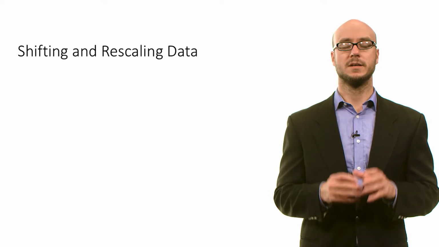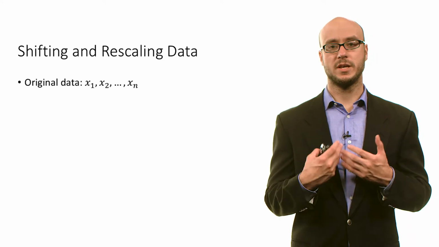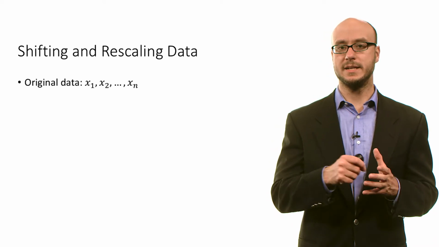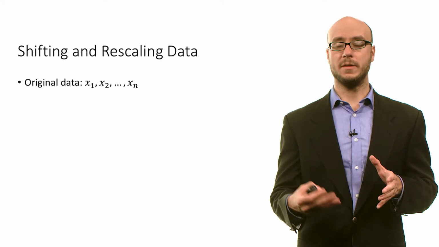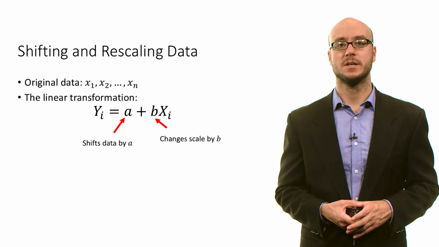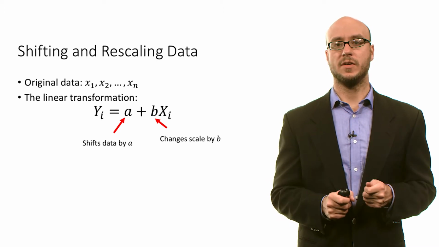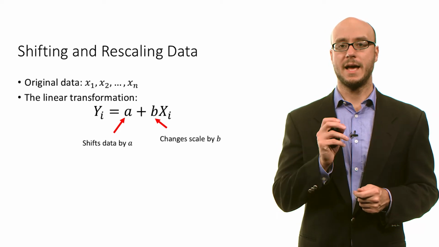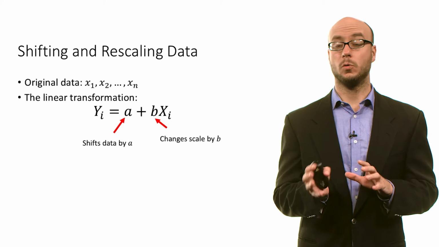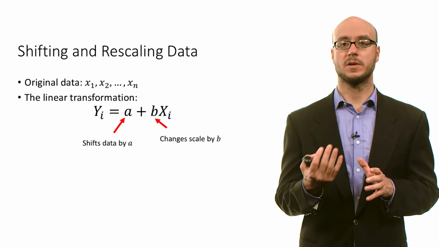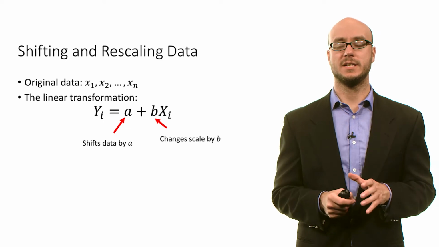So let's look at linear transformations first. Shifting and rescaling data, what that means. Suppose we have some x variable, and we can index the observations of this x variable from 1 to n, where n is the total sample size. We can conduct a linear transformation of this x variable by multiplying x by some value, some weight b, and then adding or subtracting some constant a. This is simply shifting and rescaling the data.